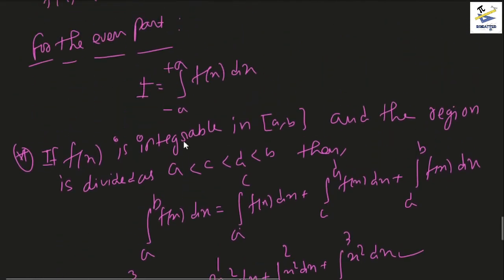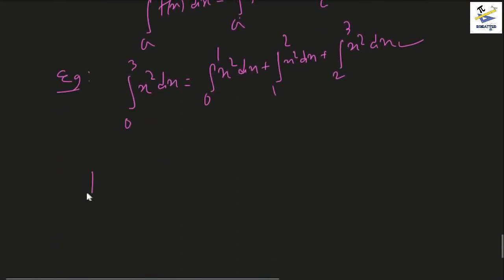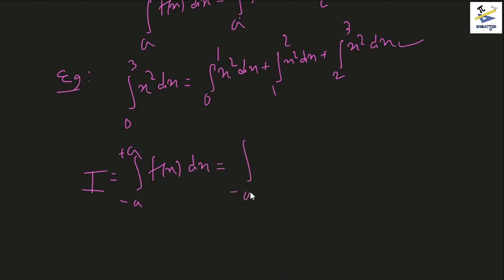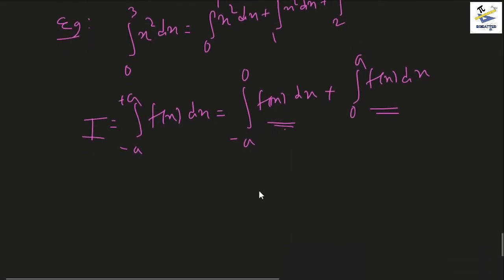So in our given problem, what we can do is I equals minus a to plus a f of x dx, and we can separate it into two parts, which is minus a to 0 f of x dx plus 0 to a f of x dx. Now this part is already there, and we need to prove that this I is twice of this, so we need to prove that this one is also equal to this one. So let us denote it by j, and let us evaluate j alone: minus a to 0 f of x dx.